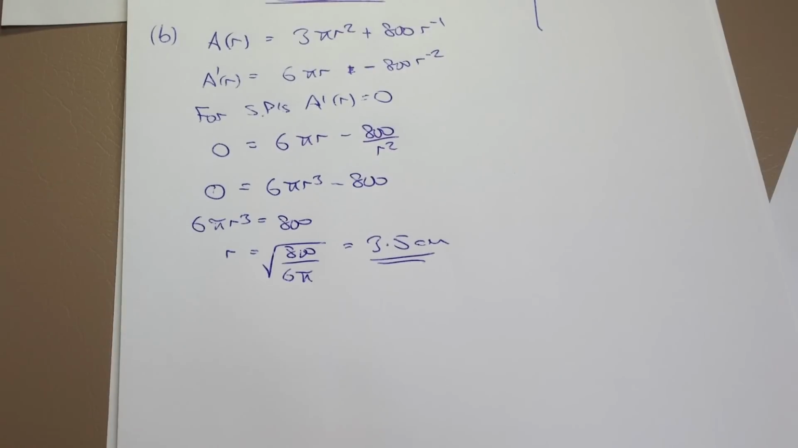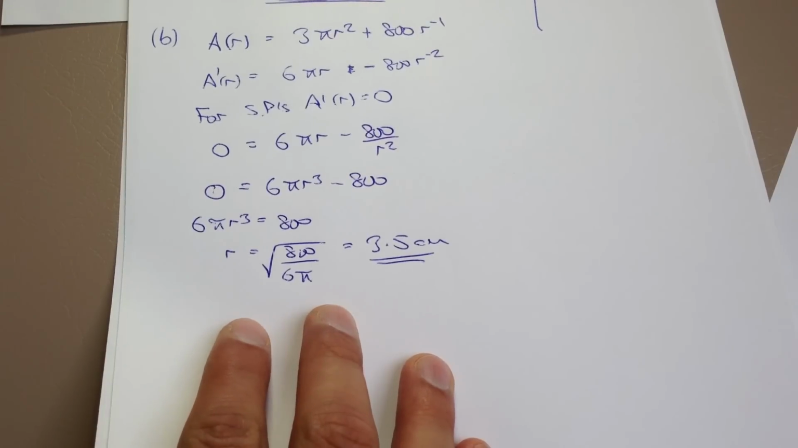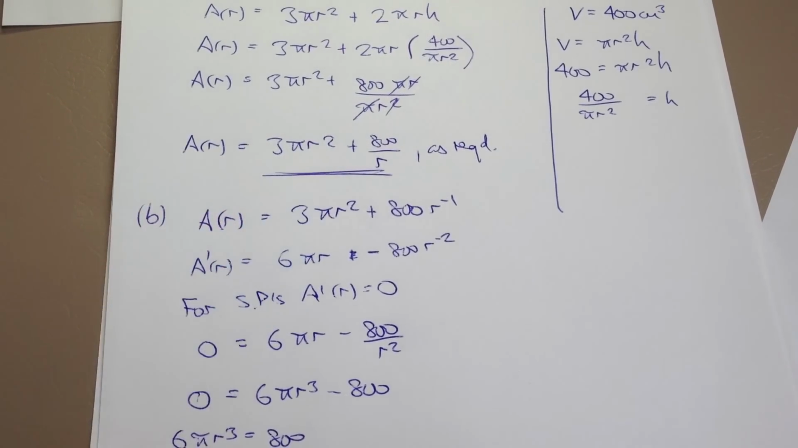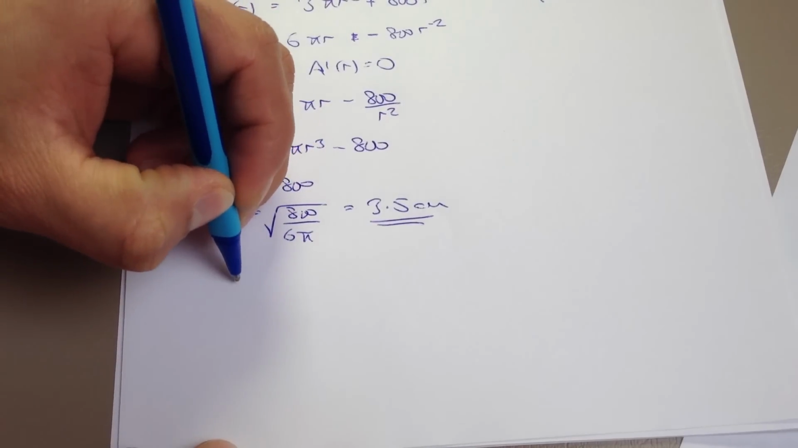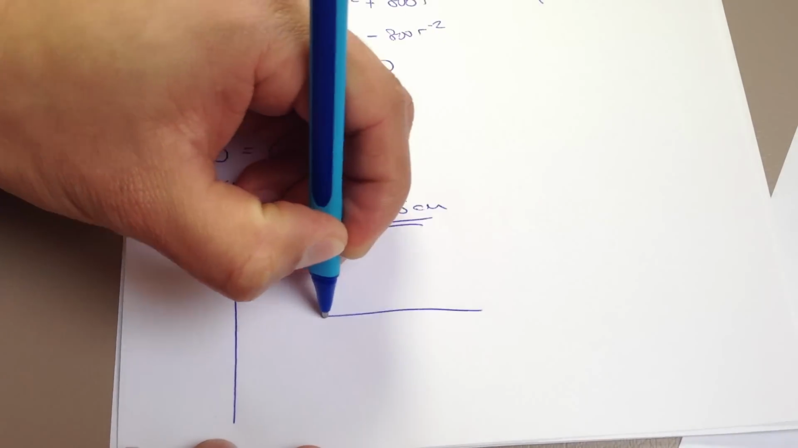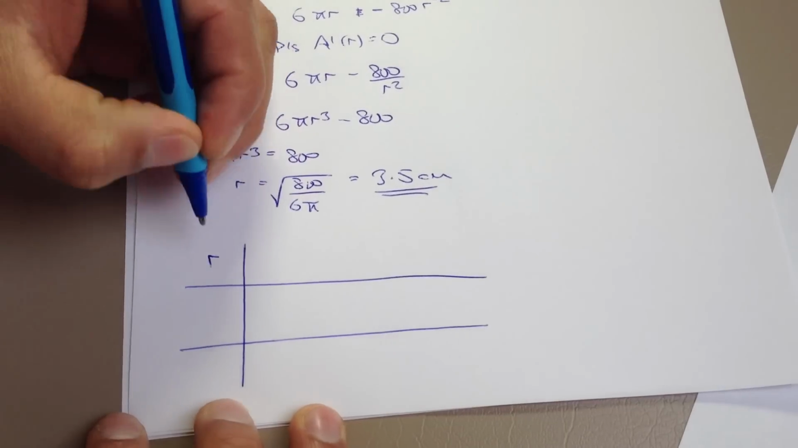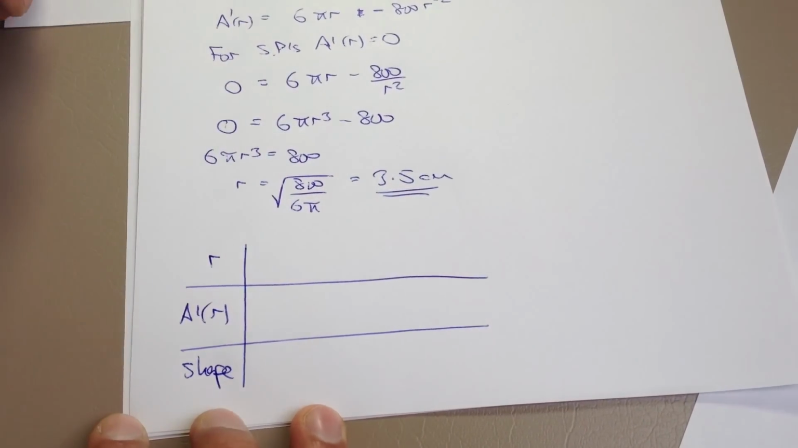The only thing is I don't know whether this is a max or a min. I'm assuming it's a minimum turning point, and it will in fact be a minimum turning point since this is a positive r squared. But hey, that's not sufficient justification. So we'll do our nature table over here. I'm just going to very roughly draw this in here. So that's going to be my r, my A dash r, and of course my shape.